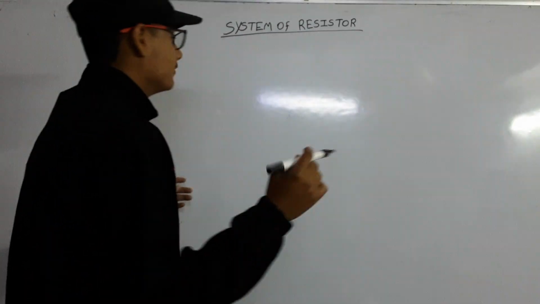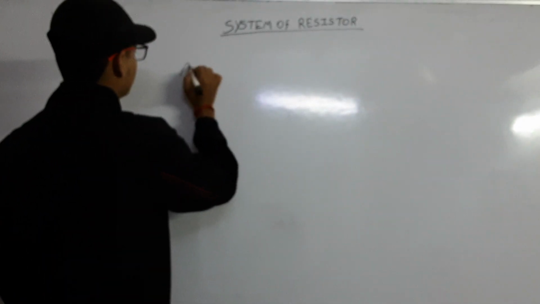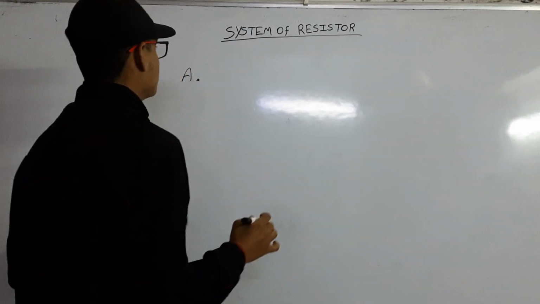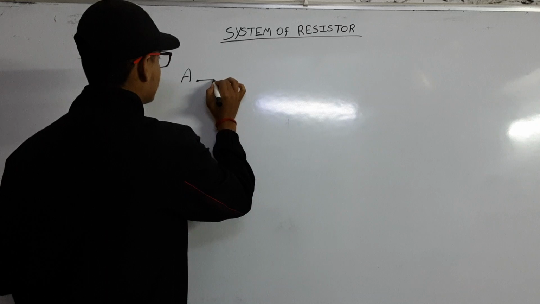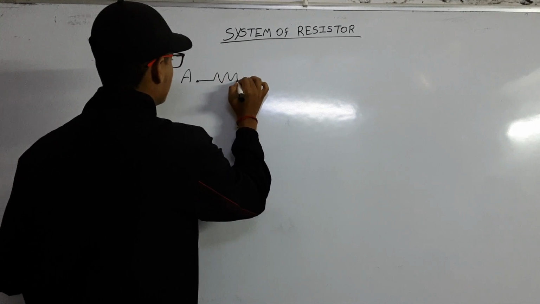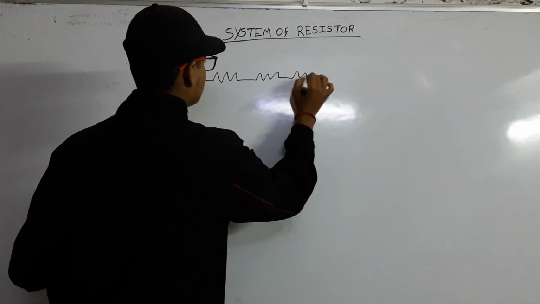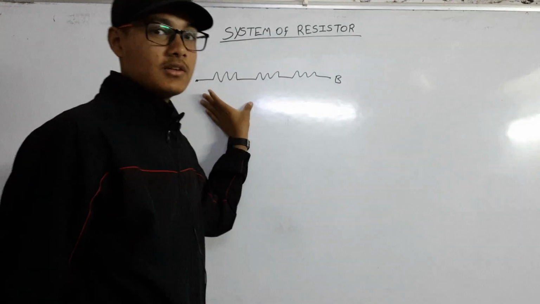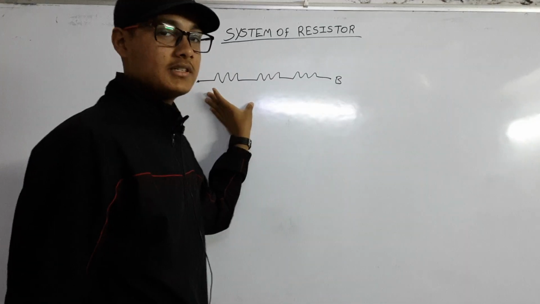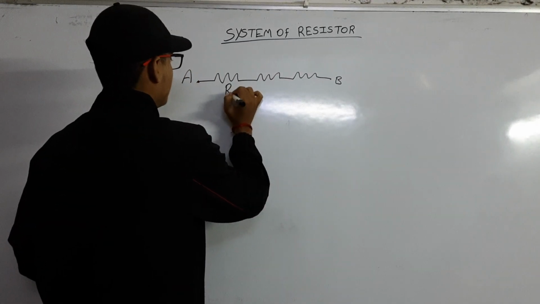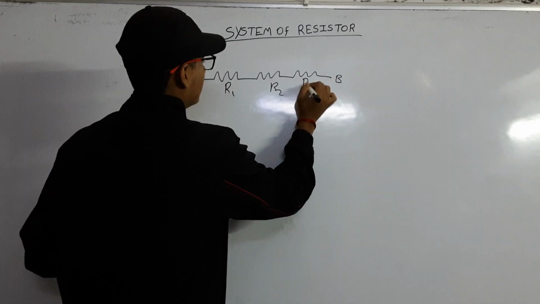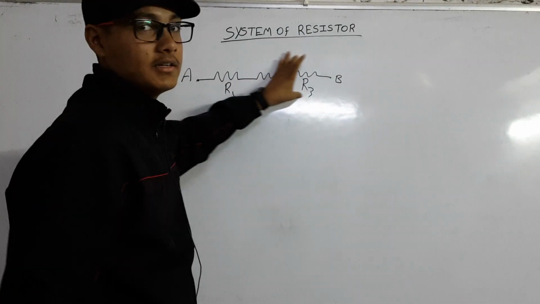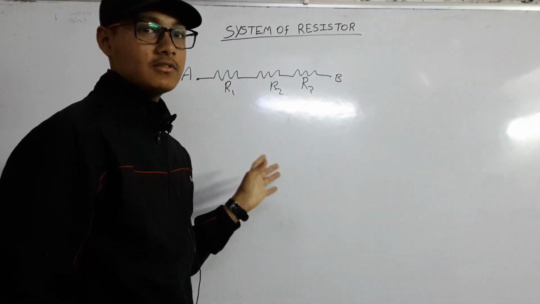We will see one example. So let's have a point A. In series system, resistors are connected one by one. So we have something like this. So this we can call a series system of resistor. We can name it by R1, R2 and R3. So each of them are connected one by one. So we can call them series of resistor.